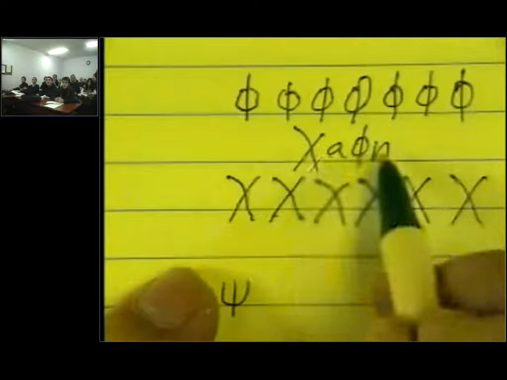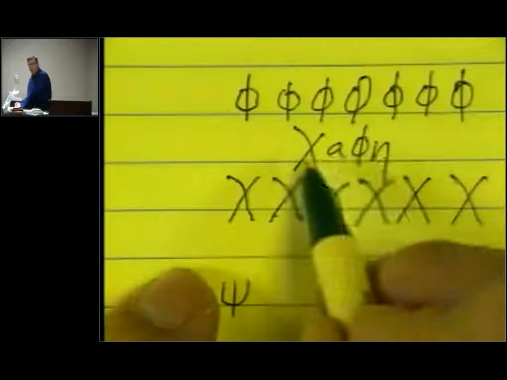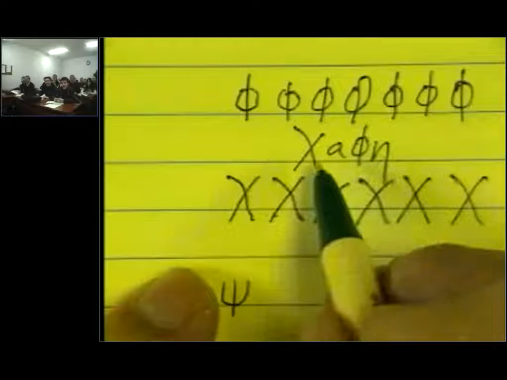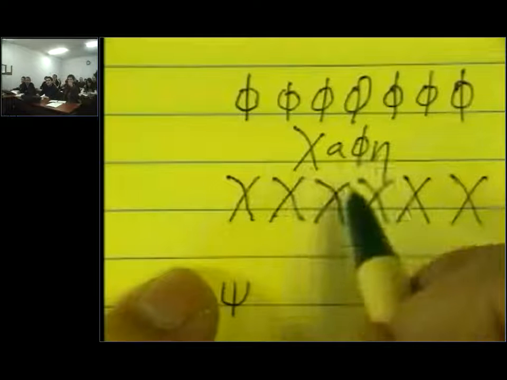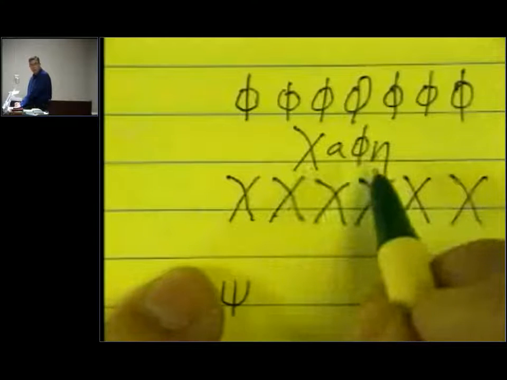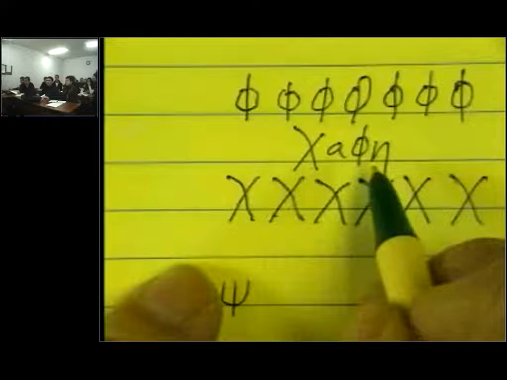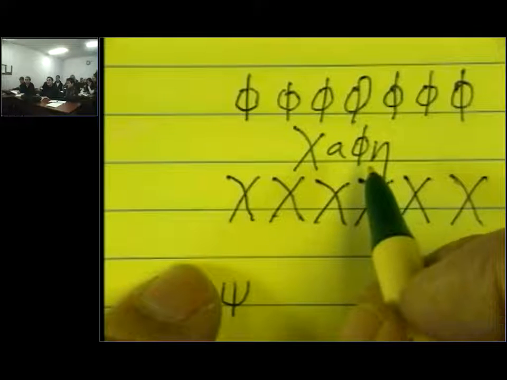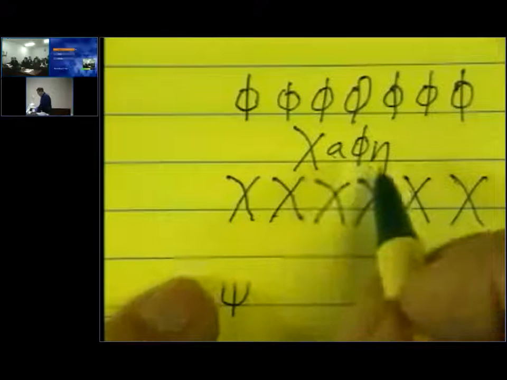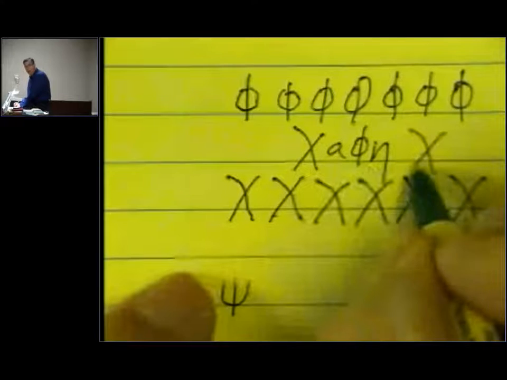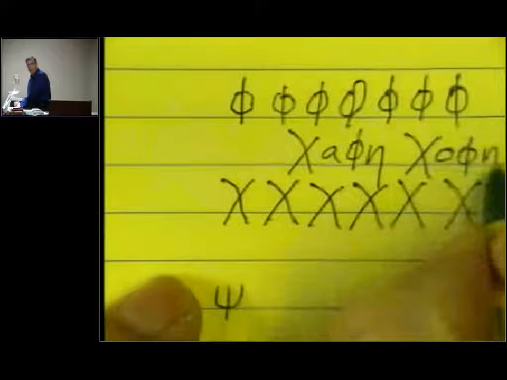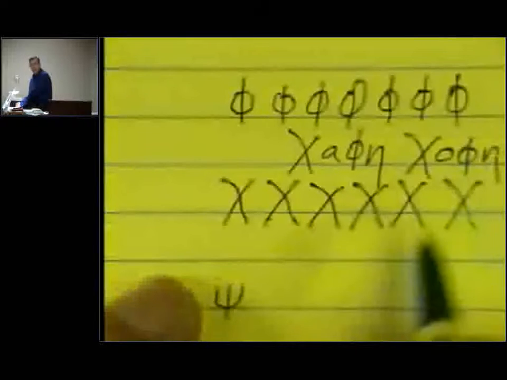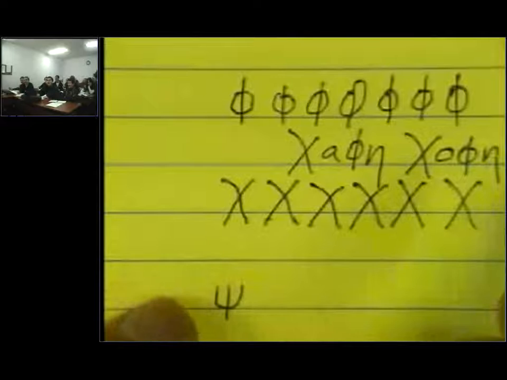Cafe. I love cafe in the morning. Do you drink cafe in the Ukraine? With your tip. We drink with O. Coffee. Oh, coffee. Okay, so you drink coffee.